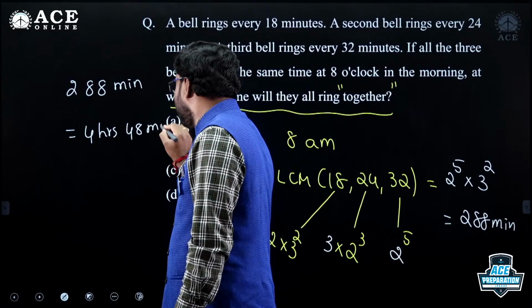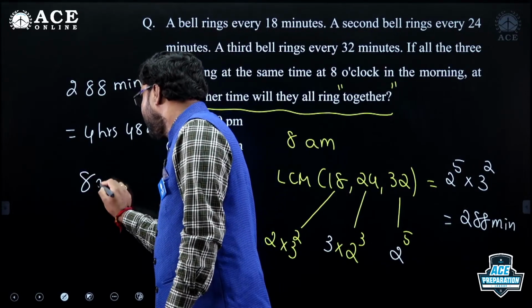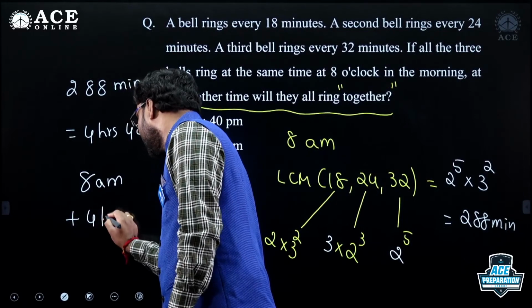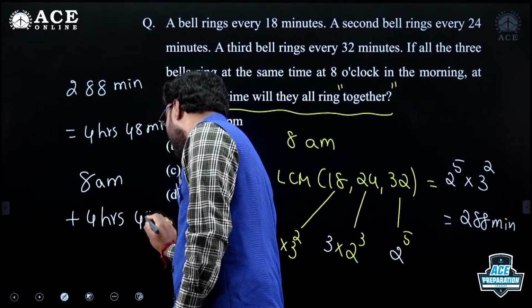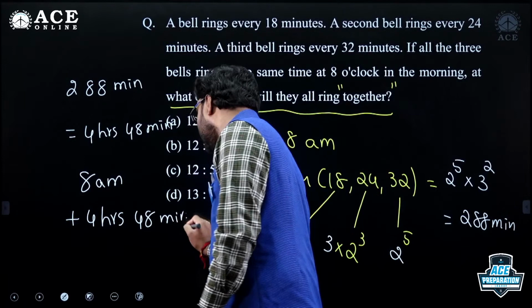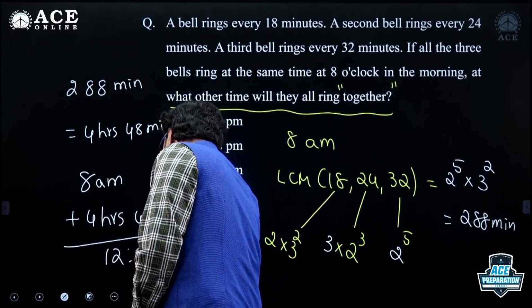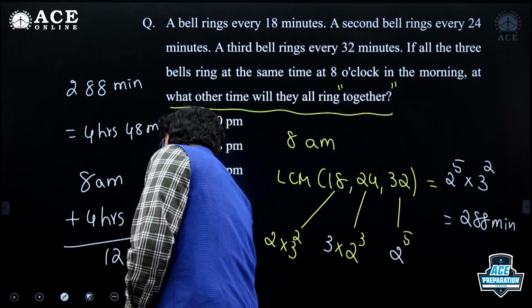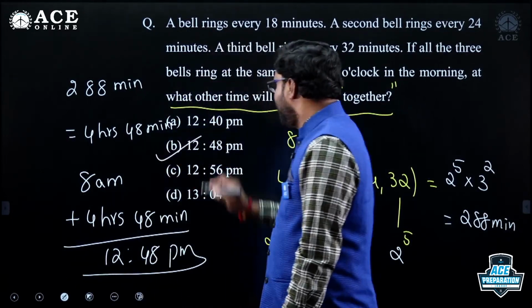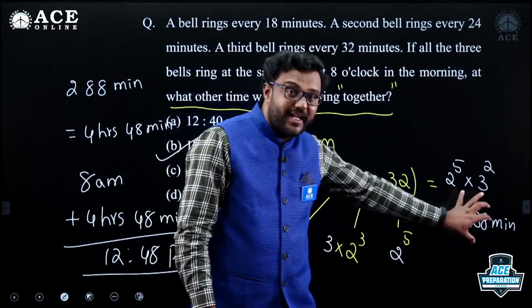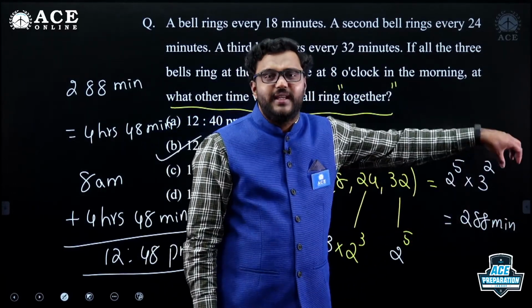So from 8 a.m., 4 hours 48 minutes after that, these bells are ringing together. So guys, your answer is 12:48 p.m. It's afternoon, so we can mention 12:48 p.m. When all these 3 bells ring together is 12:48 p.m. We calculated the LCM and got 288 minutes. Sometimes they'll ask only that timing.